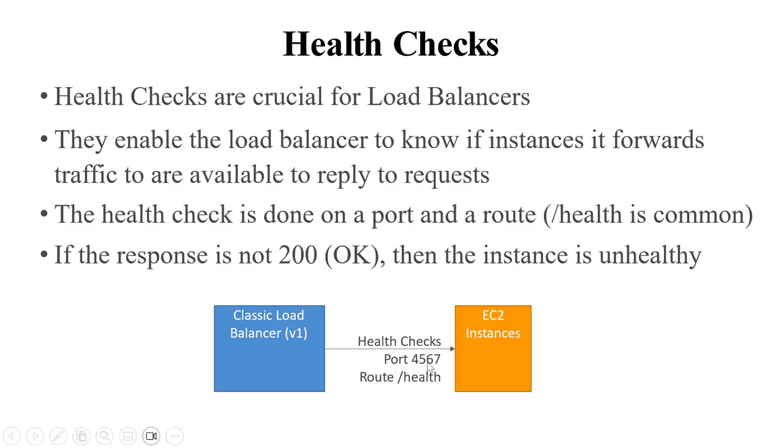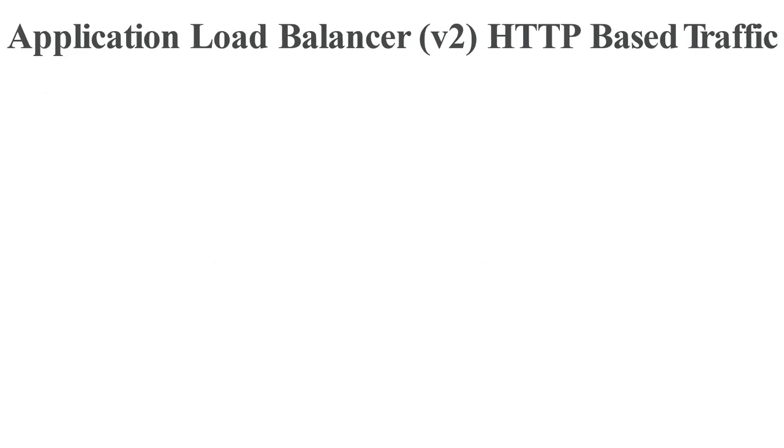Whenever it is defined with the port and route path, if the response is 200, then the load balancer thinks this is healthy, otherwise it is going to mark it as unhealthy. And we have the intervals. We can define the interval that is used to verify the health of the EC2 instances. So this is one more important configuration. There are health checks, which we use on the port and the route path.